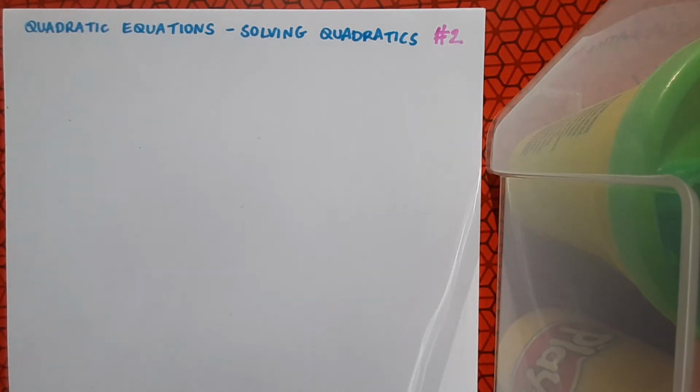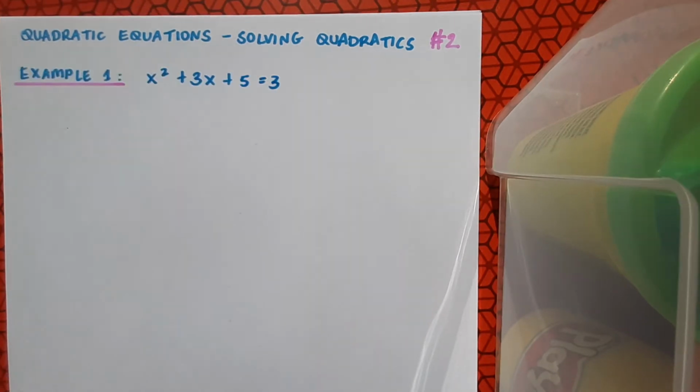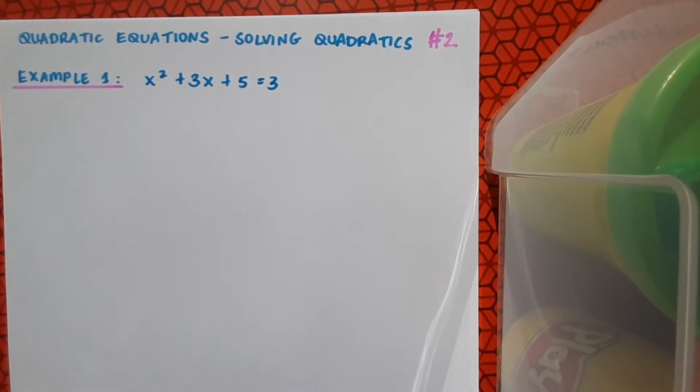This is a video on quadratic equations, about solving quadratics by factorisation, where I might have to do a couple of steps first of all before I can begin to factorise. Here's my first example. Can you see what the issue might be with this?